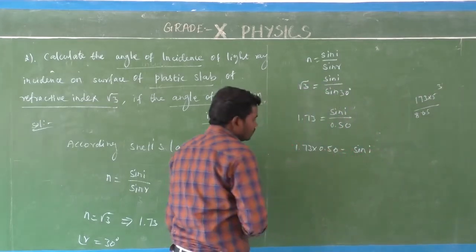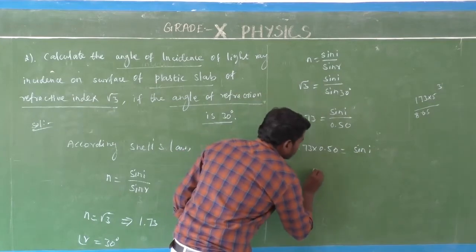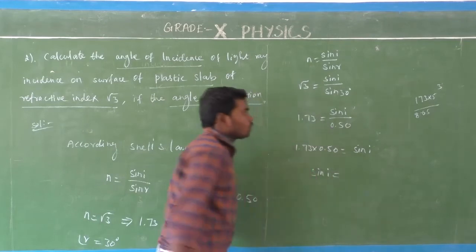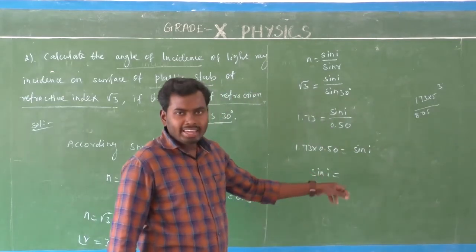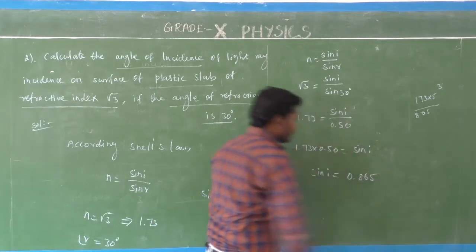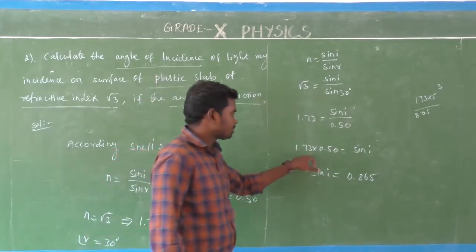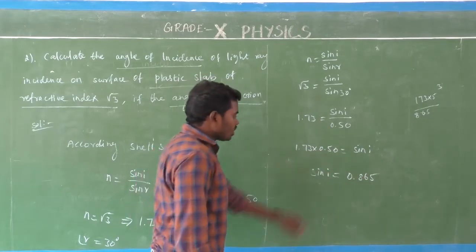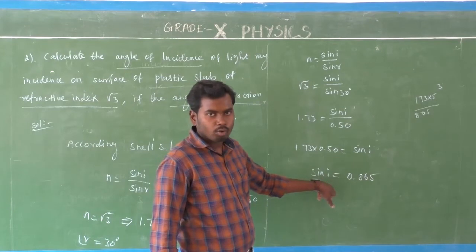Okay, so that is equal to how much? Sin I is equal to 0.865. Isn't it? Yes, this is the multiplication of these two quantities, value 0.865. So we need only the I value.